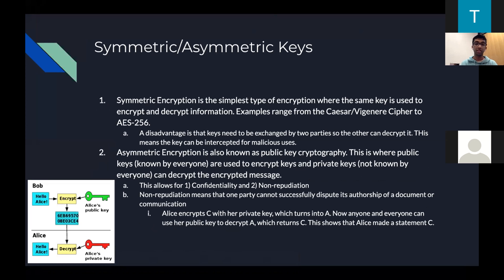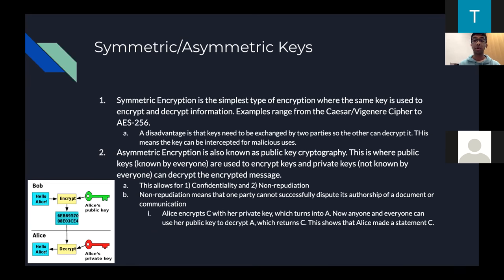two parties. So if I need to encrypt something and send it over your way, you need to know the key. And just getting the key to you is going to make you open to attacks, because people can get the keys somehow and use them for malicious uses. So that's why asymmetric keys were invented.